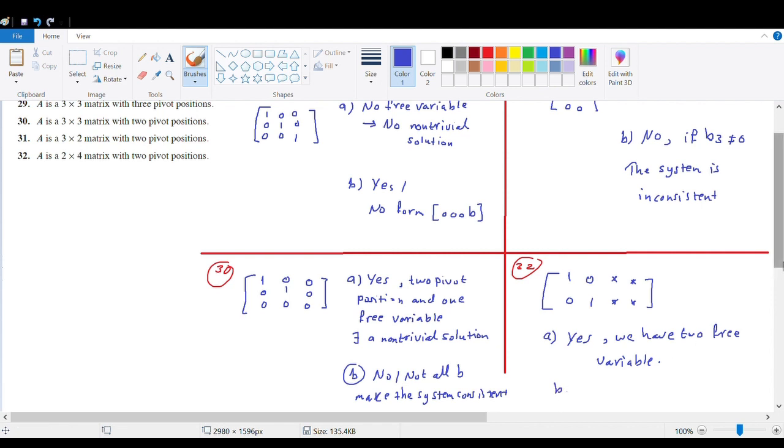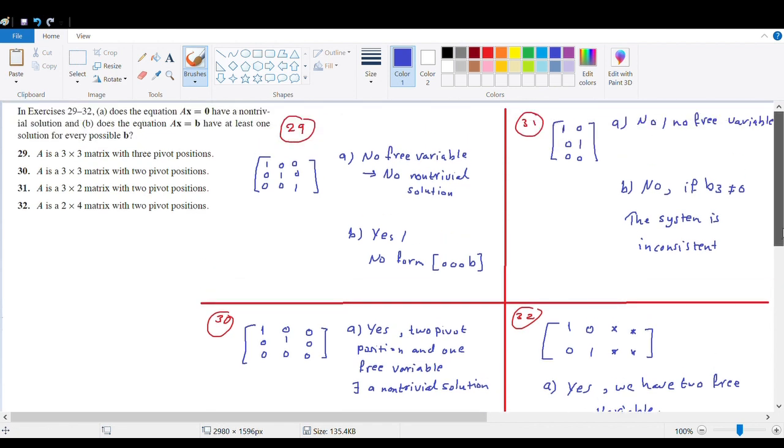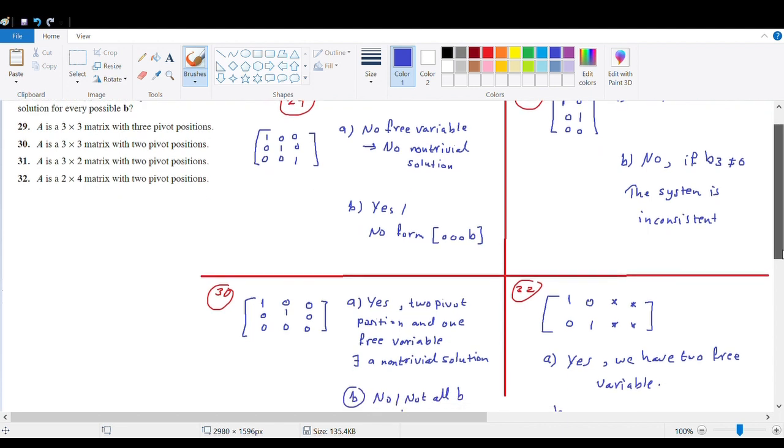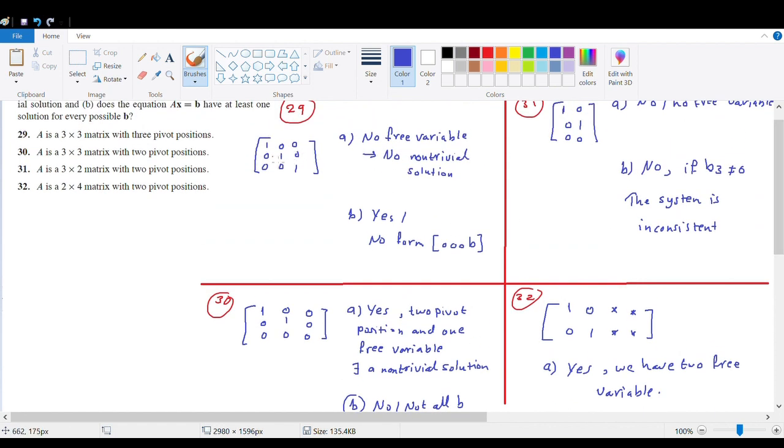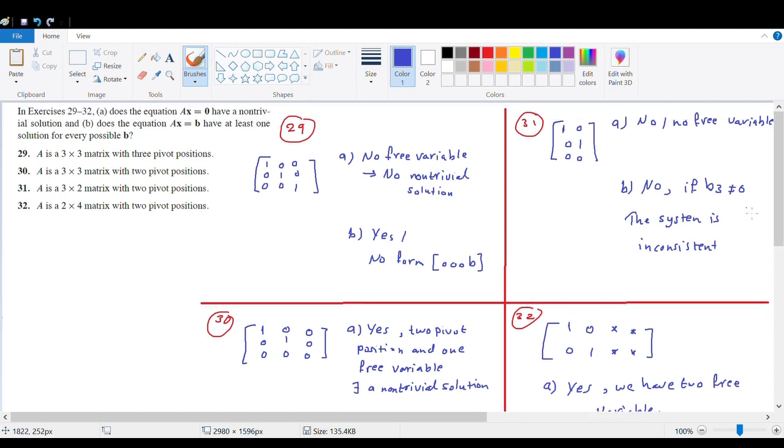Now part B: does the equation Ax = b have at least one solution for every possible b? This one also is yes, because the system is consistent for any b. So this is just an example: Ax = 0 has a non-trivial solution if there is a free variable, and Ax = b could be consistent or inconsistent.